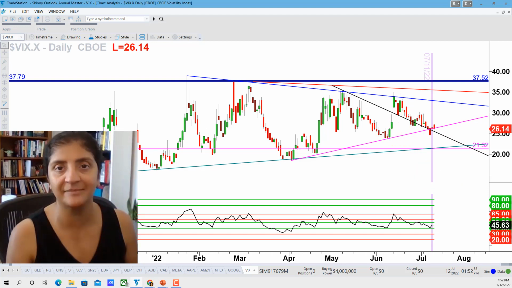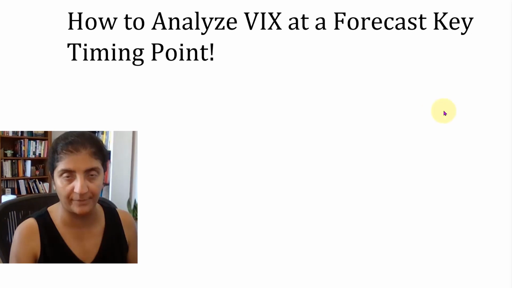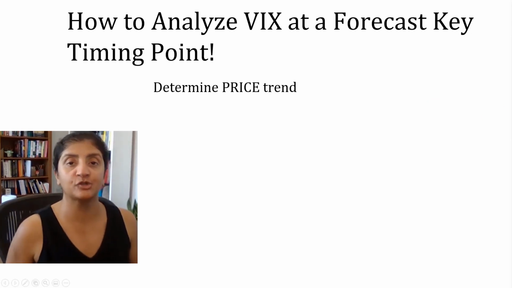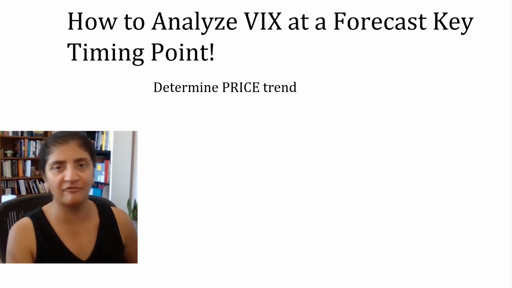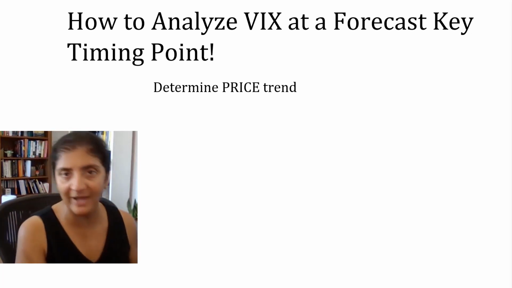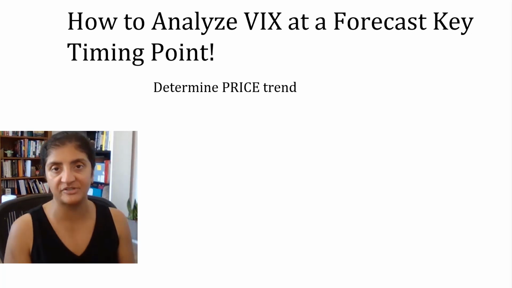Well, I've got 4 steps for you that are really important to remember. All right, here are the 4 steps for how to analyze the VIX at a forecast key turning point. The first thing you want to do is determine the price trend. Now you might be wondering, wait a minute, Hema, you've been talking about forecasts and timing. Why are you going back to price first? Because price is king. Price is the most important piece on your chart.